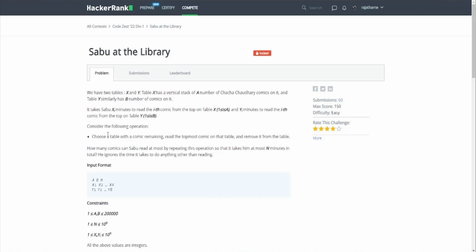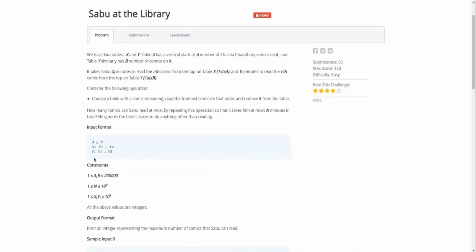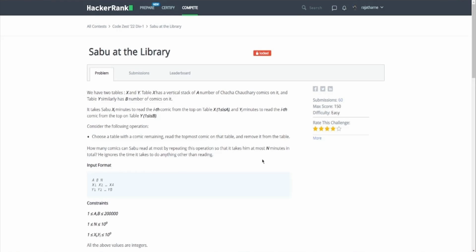Consider the following operations. Choose a table with a comic remaining. Read the topmost comic on the table and remove it from the table. So whichever table has a comic, you have to read it from the top, and then remove it from the table. How many comics can Sabu read at most by repeating the operation, so that it takes him at most n minutes in total? He knows the time it takes to do anything other than reading. So the total time is given by the user itself, n minutes.